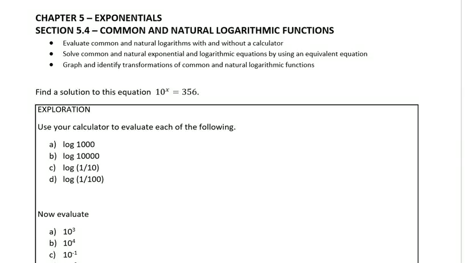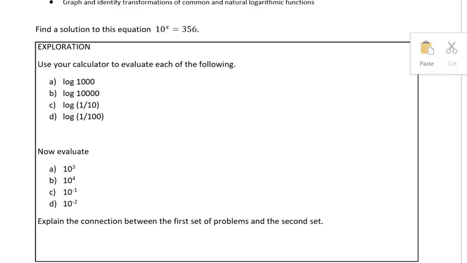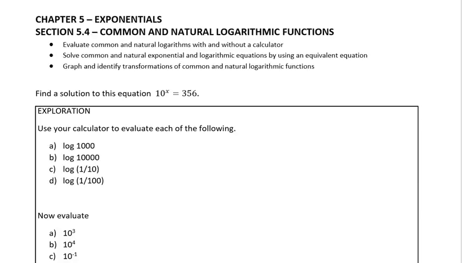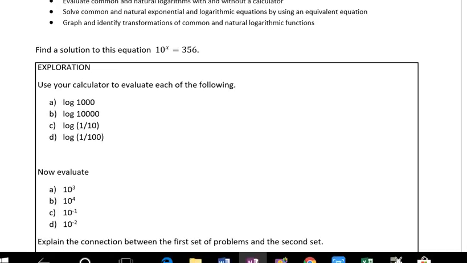In this video, we are going to look at common and natural logarithms and logarithms of other bases with and without a calculator. Here's an exploration you can do for yourself. First of all, find a solution to this equation: 10 to the x equals 356. You can work through that and then come back, and I will talk about how we might find that. There's also the exploration of using your calculator. You can pause this video and then come back and we'll talk about that.